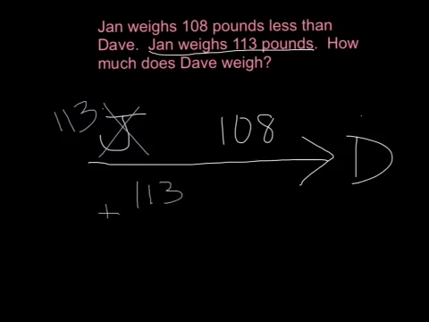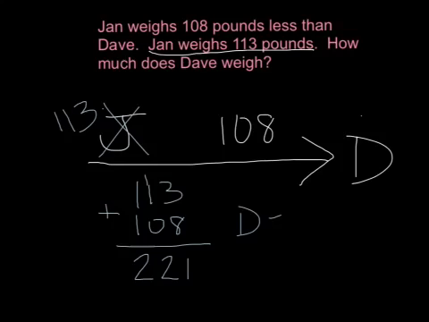113 plus 108. 3 plus 8 is 11. 1 plus 1 is 2, and 1 plus 1 is 2. So Dave weighs 221 pounds.